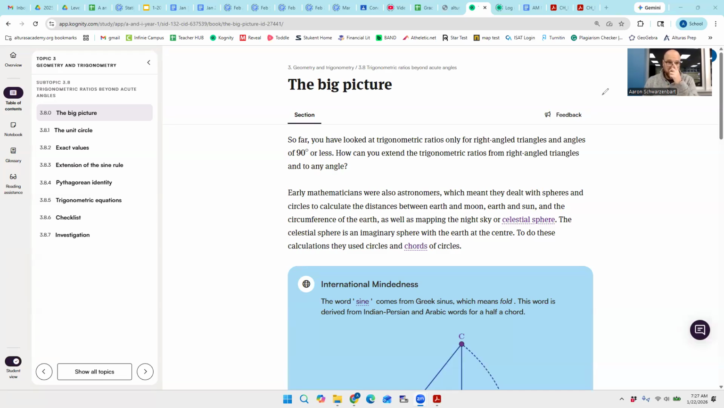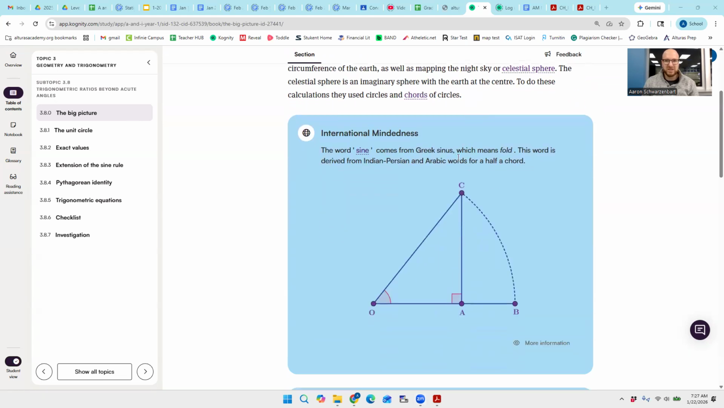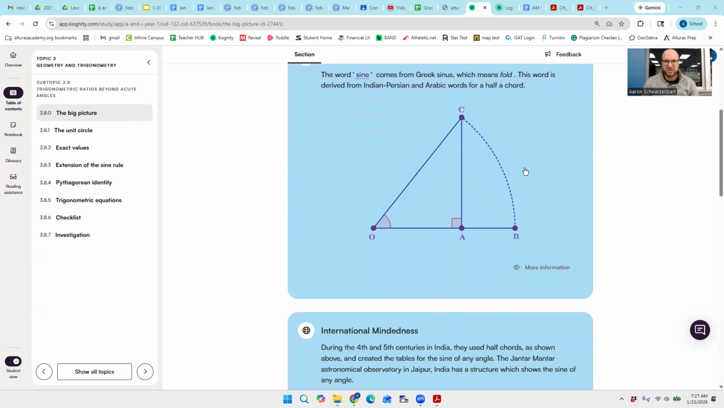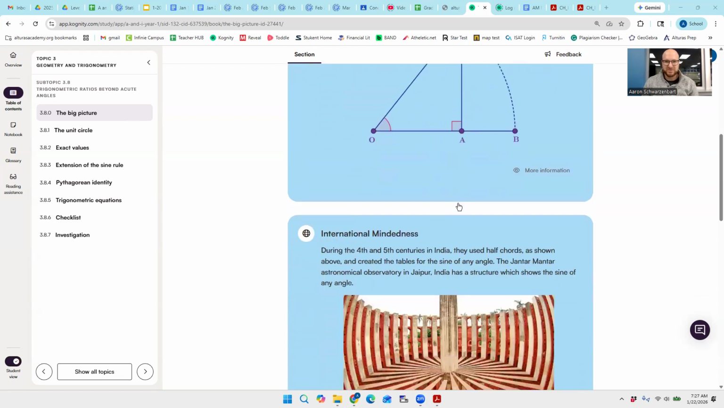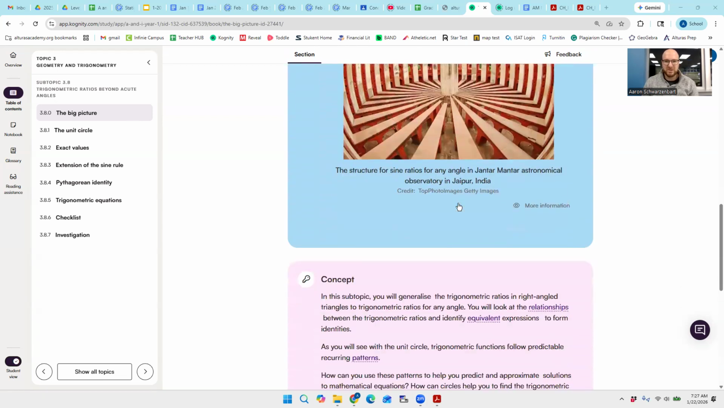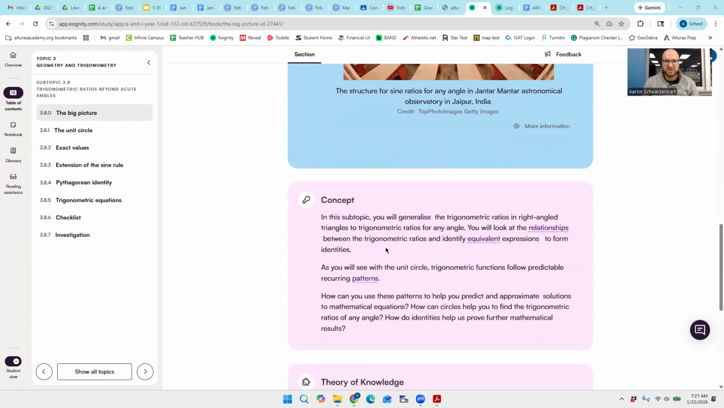Okay, today we're talking about geometry and trigonometry and a few things related to that. International mindedness. The word sine comes from the Greek word sinus, which means fold, or derived from the Indo-Persian Arabics for half chord. They are used all over the place.